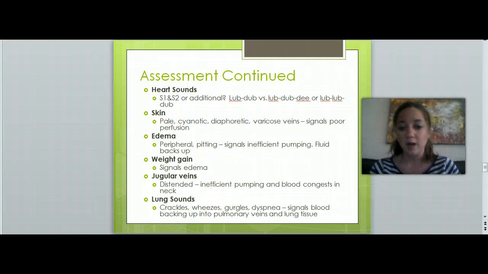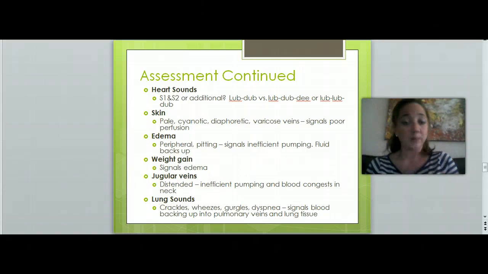Okay. Are their jugular veins distended? That's going to signal to you that the blood is backing up through the heart into the rest of the body, and it's all building up into those jugular veins. What do their lungs sound like? Do they have crackles or wheezes or gurgles? Are they dyspneic? That's going to tell us that their lungs have blood that's backed up into them, and it's accumulating, and it's causing them to have pulmonary congestion because of poor heart function.